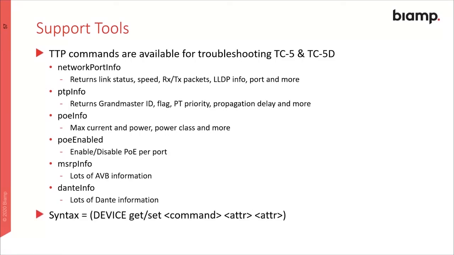So this is what the syntax looks like: device, get/set command, and then the applicable attribute. Attribute could be port number 1 or a range of ports, 1 through 4, 1 through 3, and so on. These commands are also available on the support website. If you go to the command string calculator, you can build exactly the command that you're looking for. So that's some of the support material related to the TC5D.